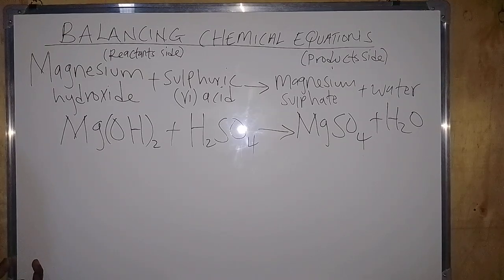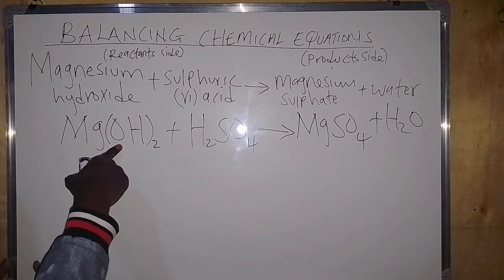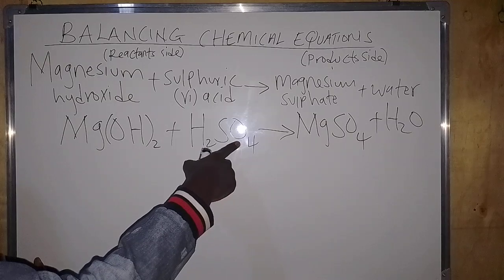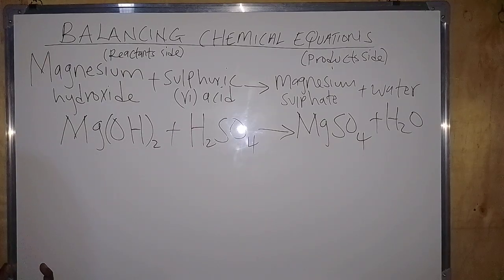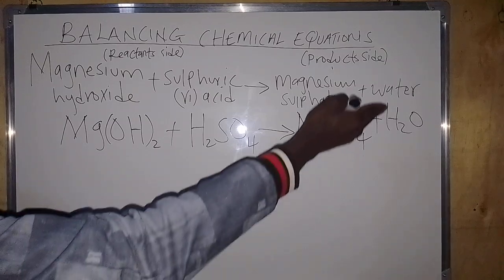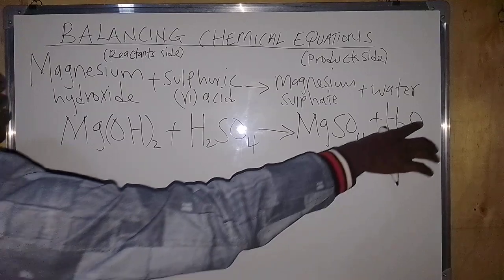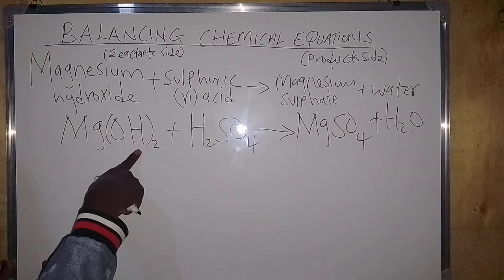So let us go to oxygen. When you look at the oxygen here, we have 2 times 1, which gives us 2. Again, we have 4 times 1, which gives us 4. So on the reactant side, we have 6 atoms of oxygen, while on the product side, we have 4 atoms of oxygen plus 1, which gives us 5 atoms of oxygen, which tells us that the atoms of oxygen are not balanced. So let us now check on hydrogen atoms.